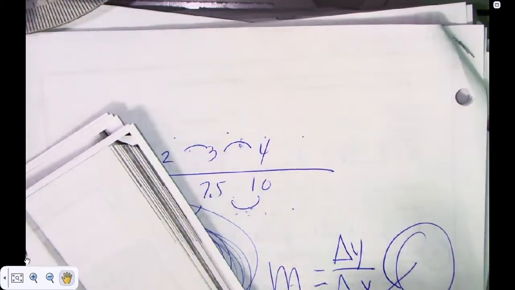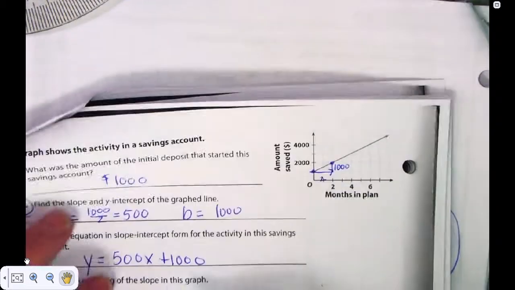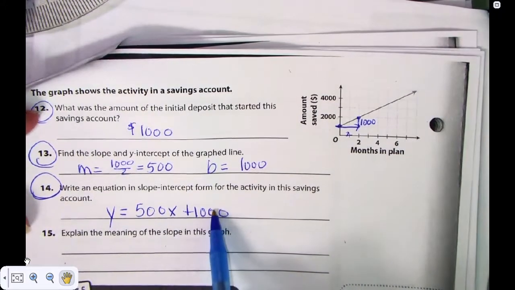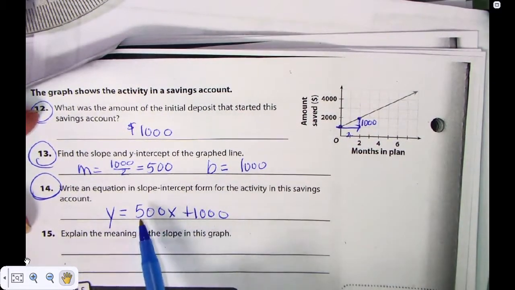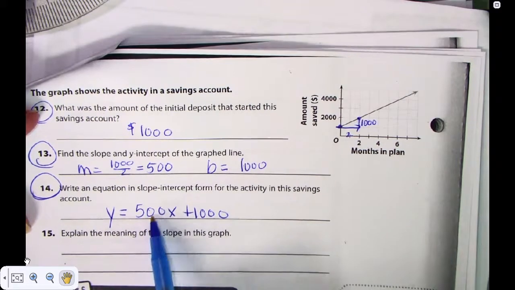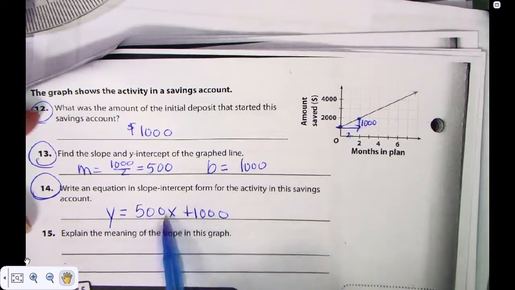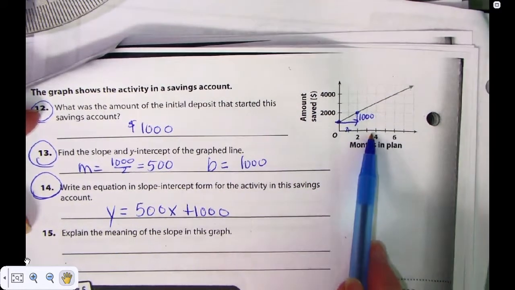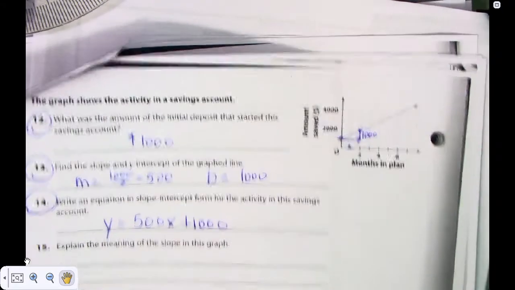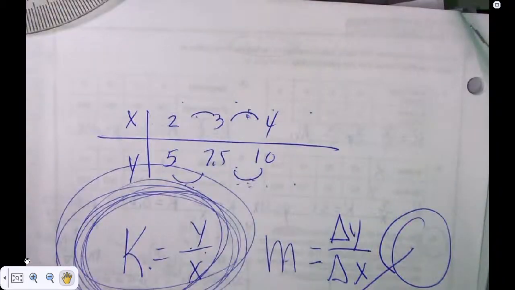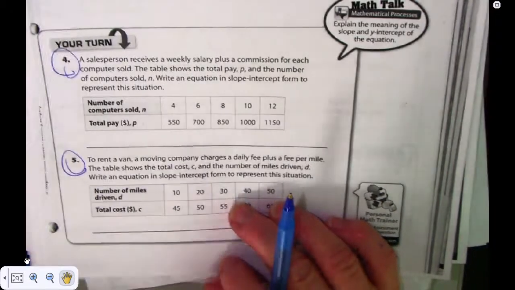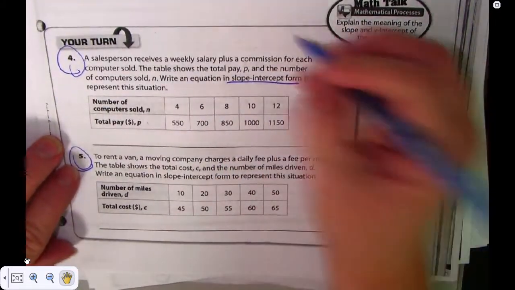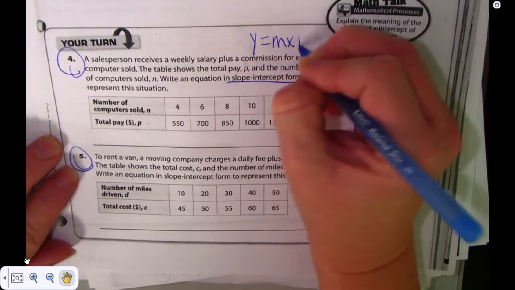Okay, look on number 137. What does that mean? He started with what? $1,000 and did what? Put $500 every month. Dollars per month. Okay, good deal. Okay, 137, number 4. We've got to put it in slope-intercept form. Y equals mx plus b.